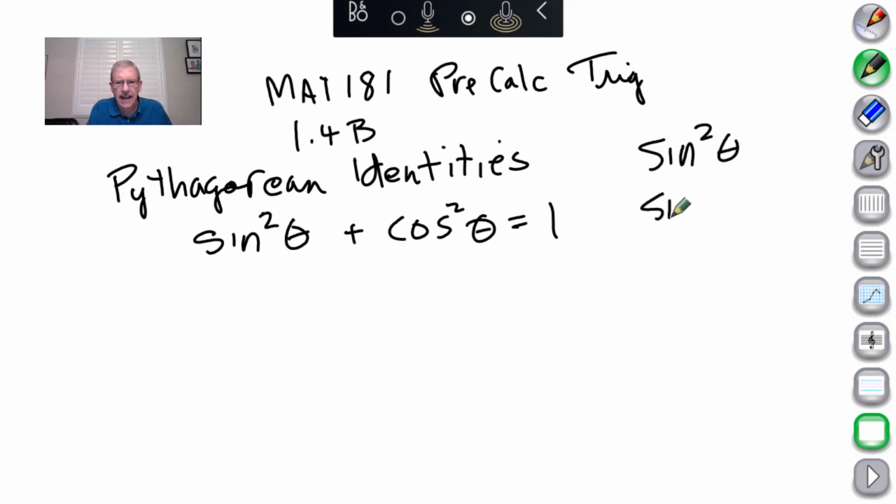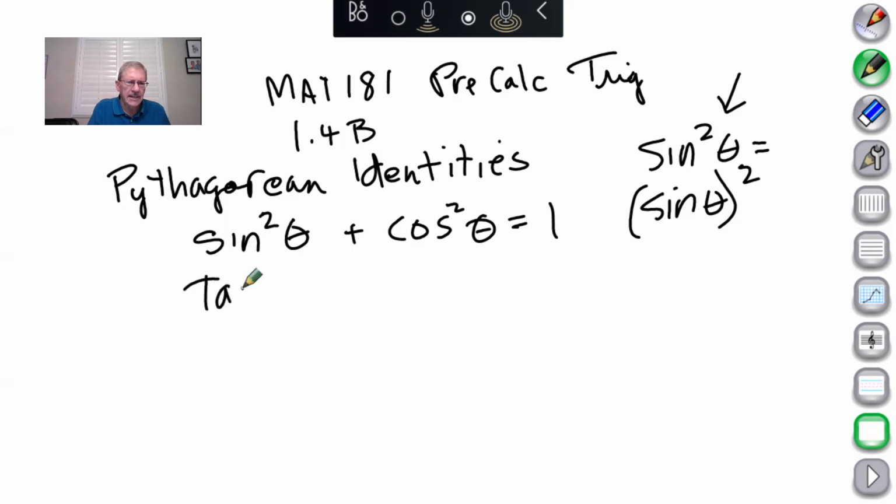Sine squared theta really means sine of theta squared, which means sine theta times sine theta. We just use this as a convenient way of writing it, but this is actually what it means. It means the sine of theta twice. So when you see something like that, the identities we've been using so far didn't have squares in them, and the square is important. If you put sine plus cosine, it's not going to equal 1. So we have to be kind of careful.